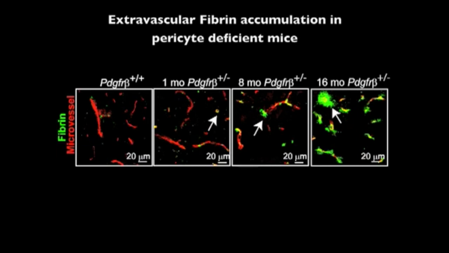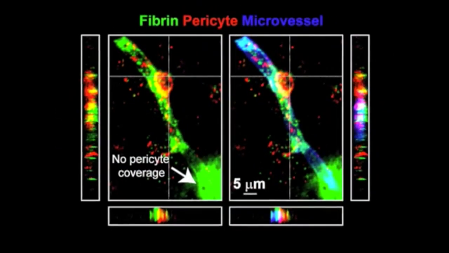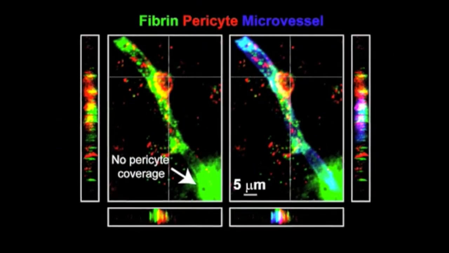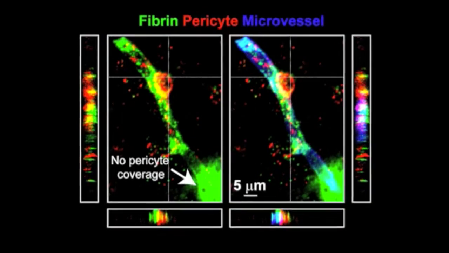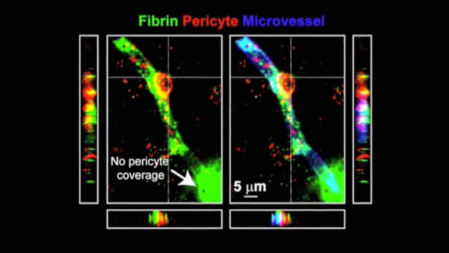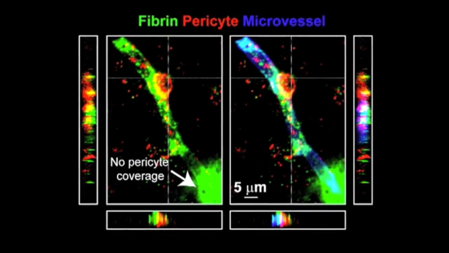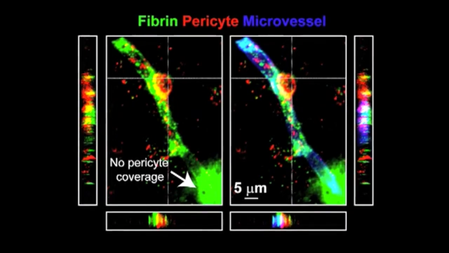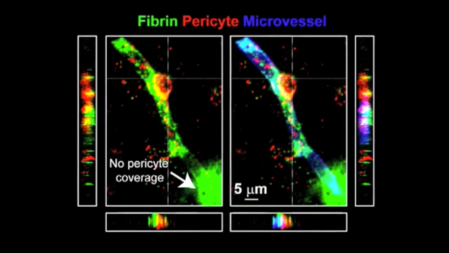As seen here, there was an age-dependent increase in perivascular and parenchymal fibrin deposits that correlated well with reductions in pericyte coverage. Furthermore, as this image demonstrates, fibrin was observed to leak from small cerebral capillary segments lacking pericyte coverage, supporting the notion that pericytes play an integral role in maintaining the adult blood-brain barrier.